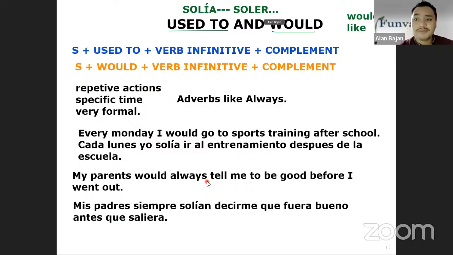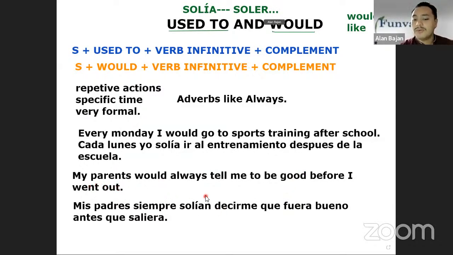¿Cómo voy a saber identificarlos? Por medio del contexto. My parents would always tell me to be good before I went out. ¿Cómo lo voy a saber? Porque yo voy a utilizar would en un contexto donde estoy contando una historia. Estoy hablando de hechos pasados. Las otras maneras de usar would son otros contextos, otros escenarios. Así es como yo los voy a identificar.